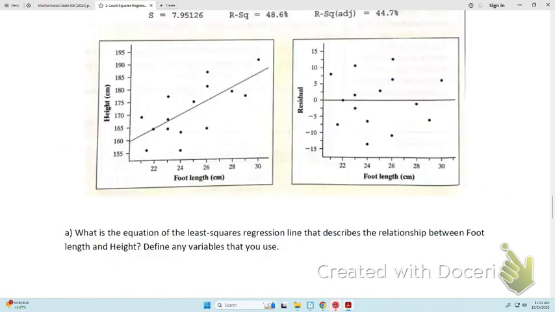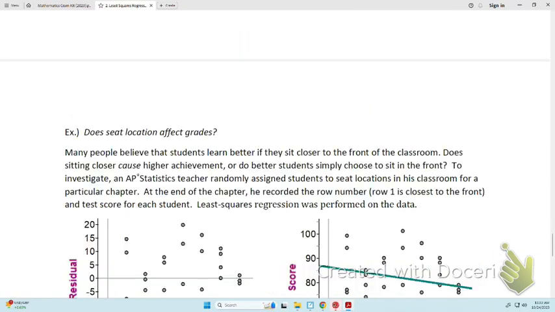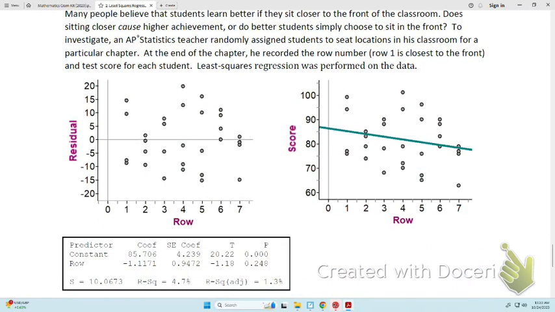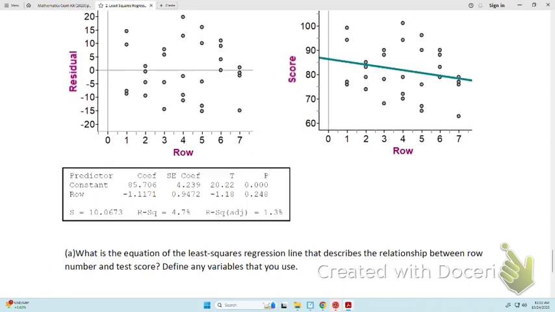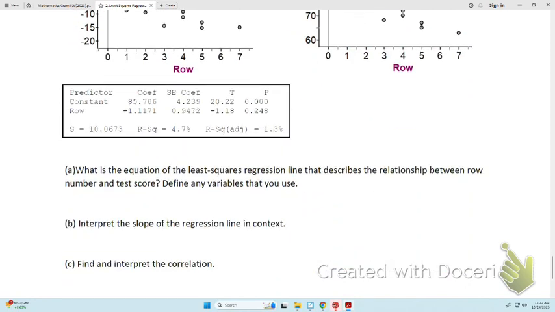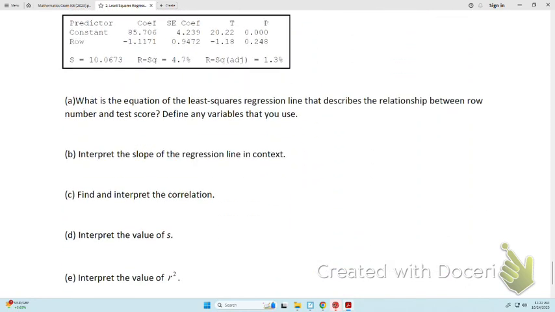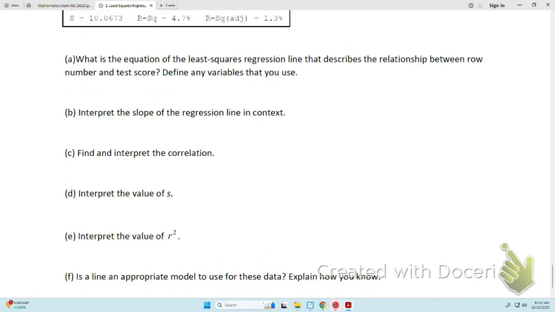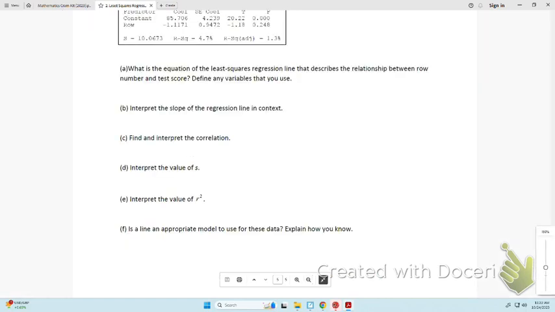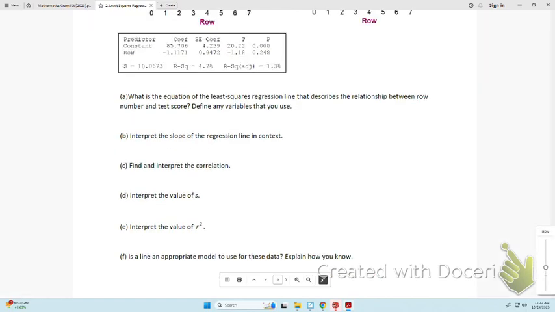All right, so try another one. I would recommend that you hit pause and you give this last problem a try. Maybe hit pause and read. Look at the scatter plot on the right, residual plot on the left. Look at the data printout. And then answer these 6 questions. I can't quite get it all in one screen. There we go. All right, here we go.